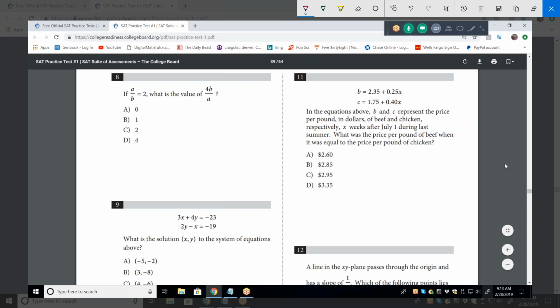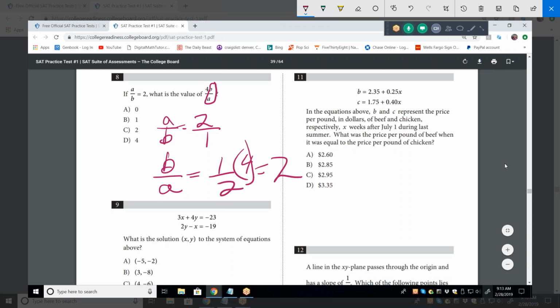Now, there is a quicker way to do this, probably. If A over B equals 2, then what is B over A? 1/2. And this is 4 times B over A. Got it. I'd multiply that by 4 and I'd get 2 again.